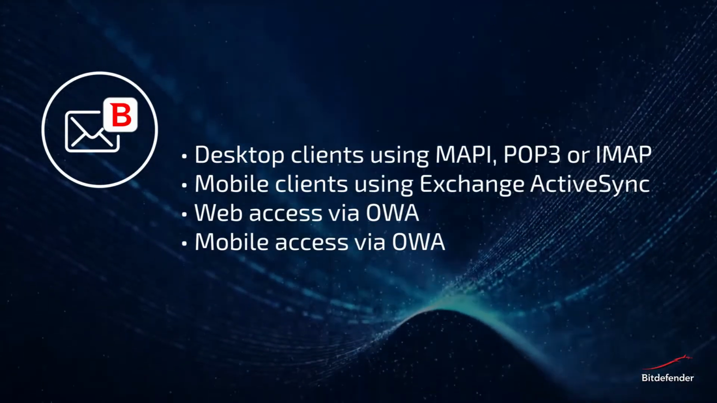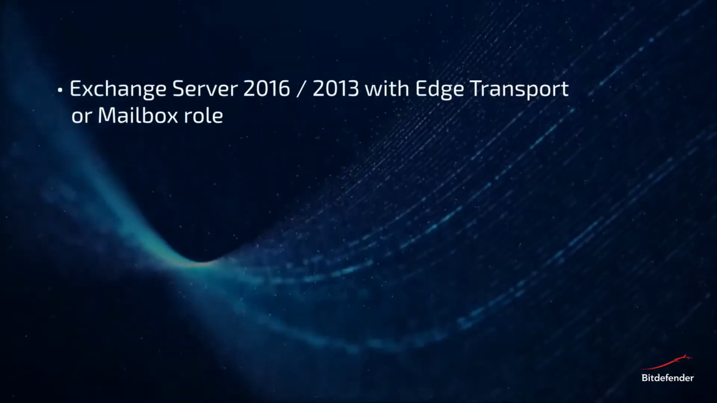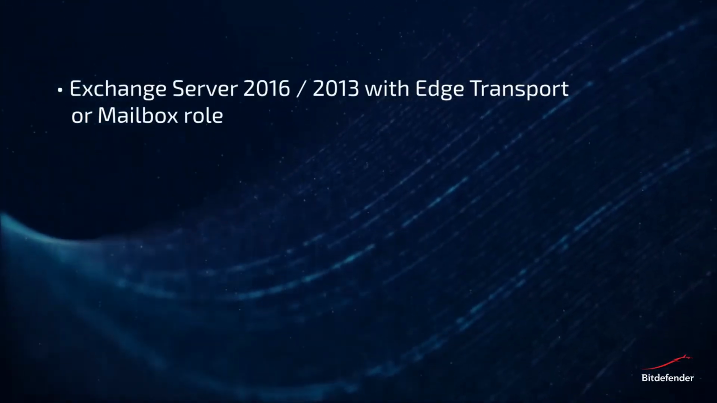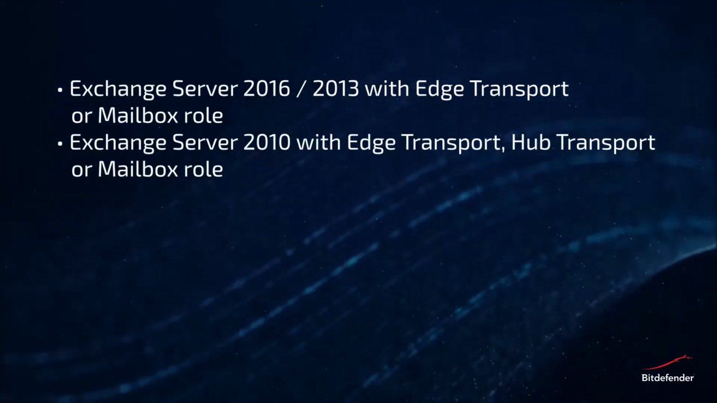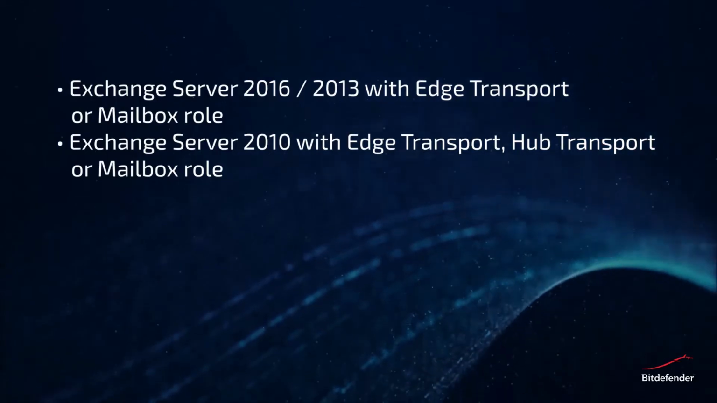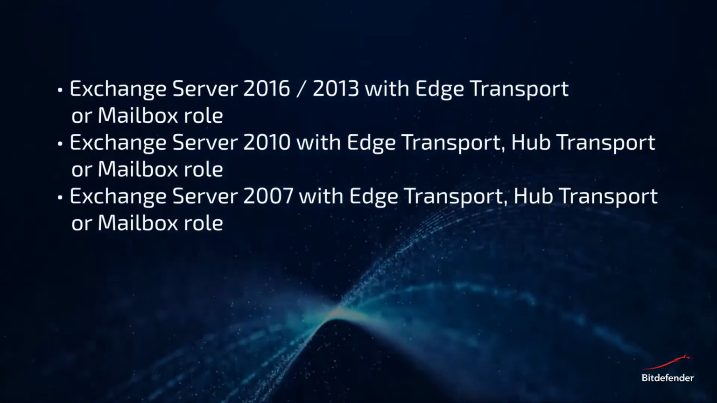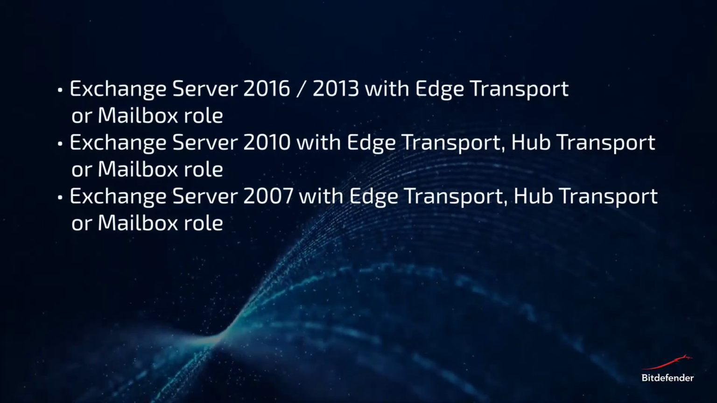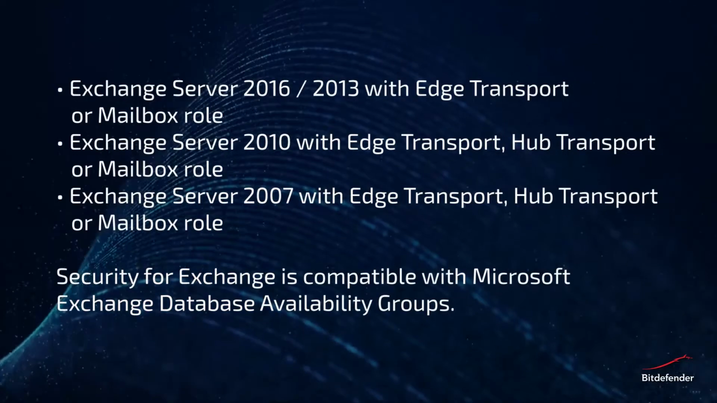Services API, from Microsoft. Security for Exchange supports Exchange Server 2016 and 2013 with Edge Transport, or Mailbox Role, Exchange Server 2010 with Edge Transport, Hub Transport, or Mailbox Role, and Exchange Server 2007 with Edge Transport, Hub Transport, or Mailbox Role. It is also compatible with Microsoft Exchange database availability groups.